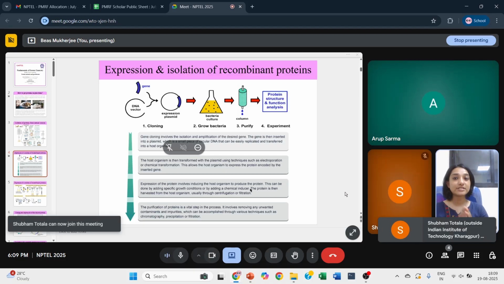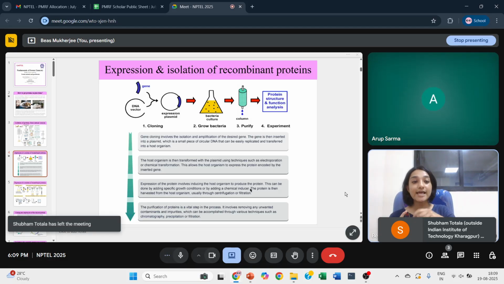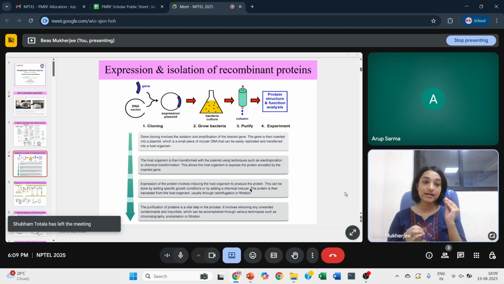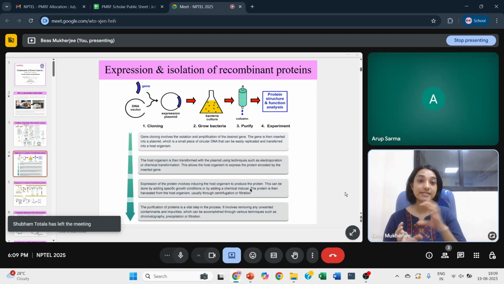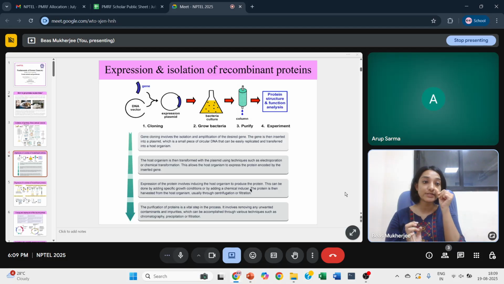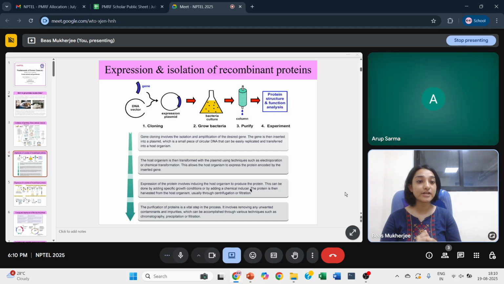Okay, so what happens is first cloning of the gene of interest into the vector happens. Then it is transferred into this expression system. For example, pET28a is a very commonly used expression vector, and then this is inserted into the bacteria through, let's say, transformation, or it is inserted into the mammalian cell through transfection, and then it is grown.